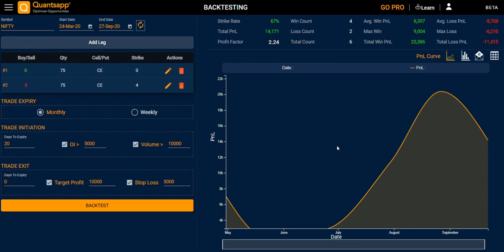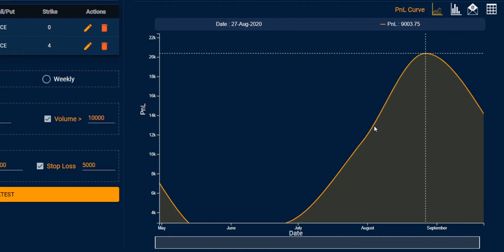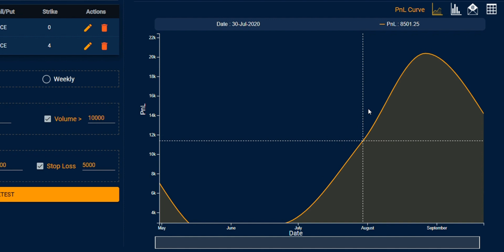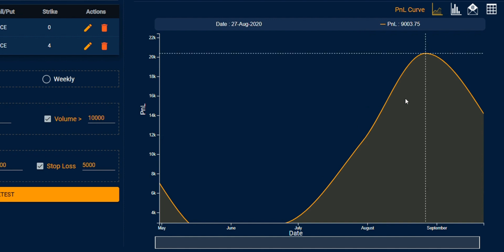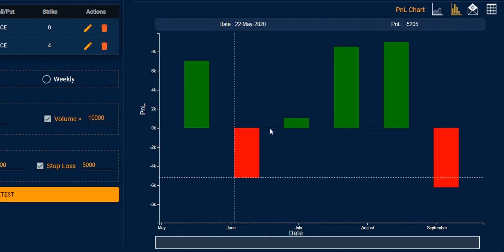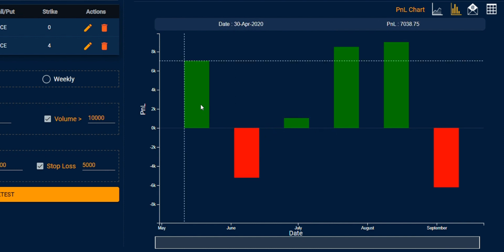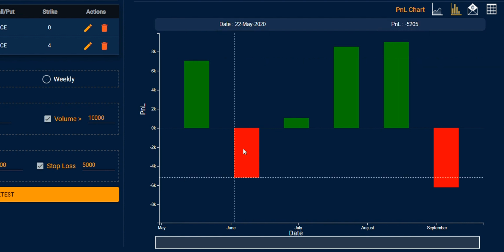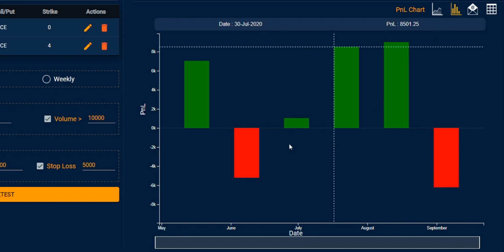Moving to the payoff chart here, as we can see, the orange line indicates the payoff. Then you have the different chart views. Here you have the bar chart. Here you will get more detail about the payoff. As you can see, on the date April 30, 2020, we have the profit and loss of 7038. Then on the next month, 22 May, we had a loss of 5200. In the same way, you can see the month-wise profit and loss on a bar graph.